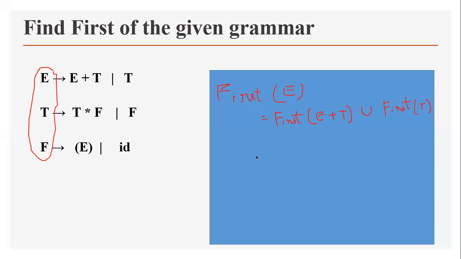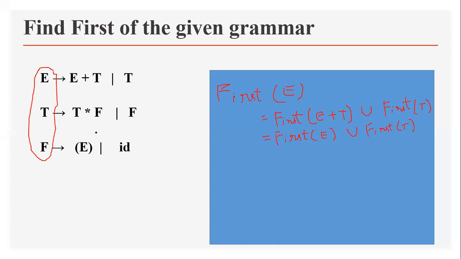Now, first of E plus T means first of E itself, because E is a non-terminal and it is not deriving any epsilon in the given production, is it not? So you can directly write first of E plus T is equal to first of E itself. Then union of first of T, which you write as it is. Leave some gap. When you find first of F and first of T, then you can substitute.